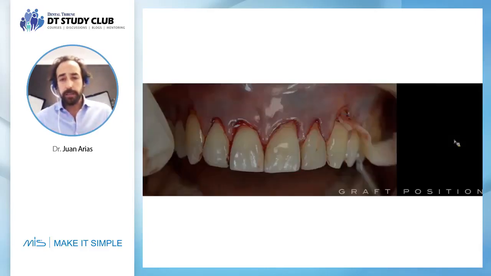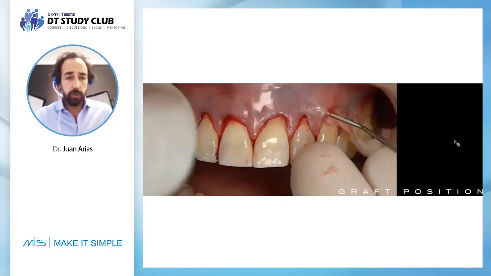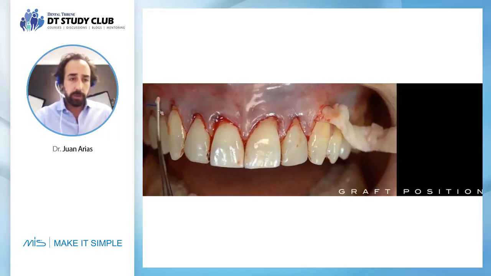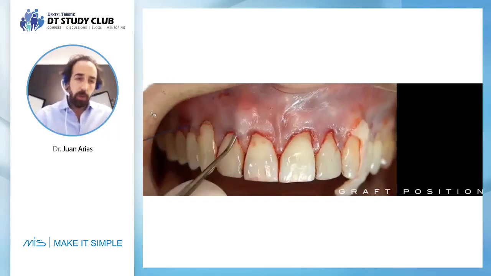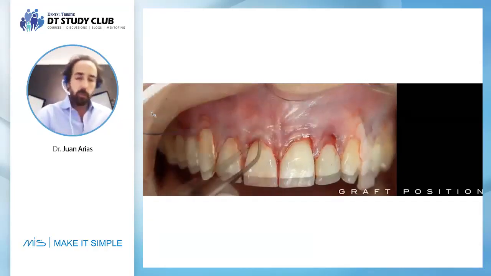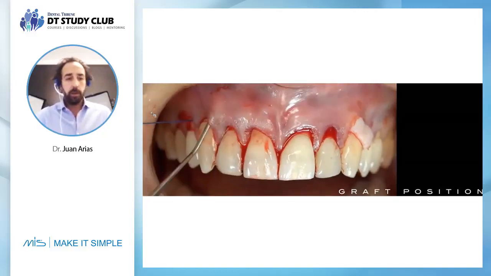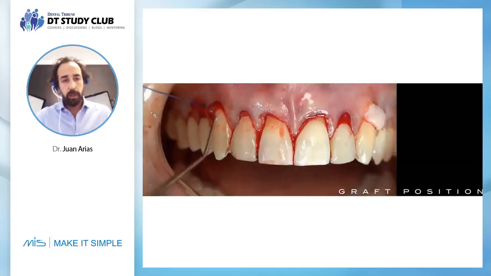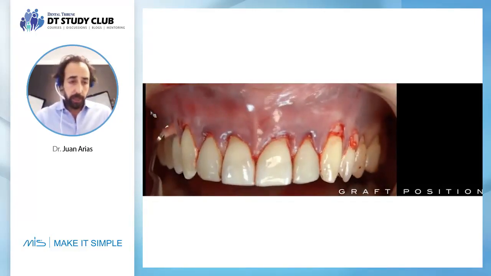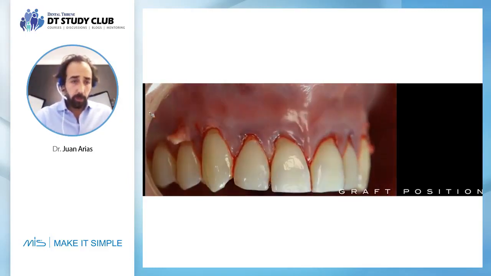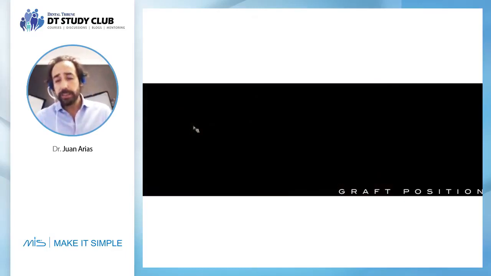Once we've got that, we introduce it with suture from one side of the recessions to the other, moving it with the papilla instrument. We are trying to move it from one side to the other until all the recessions are covered with the connective tissue graft underneath. There you've got it. It goes from 14 to 24. At this moment you can see that some connective tissue graft is exposed, but it's not going to be exposed afterwards.